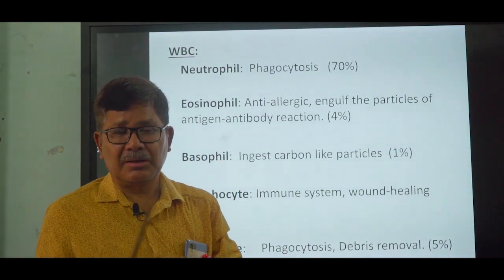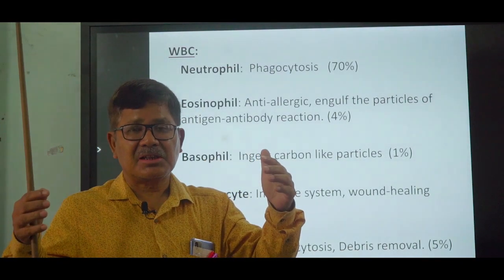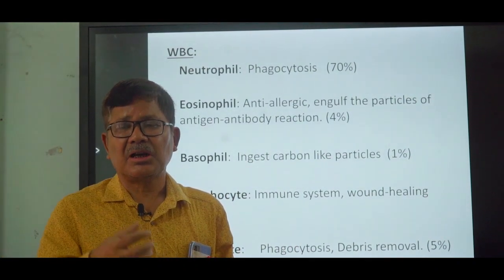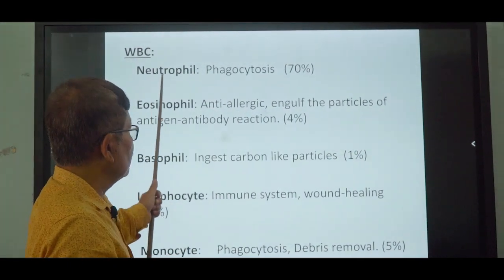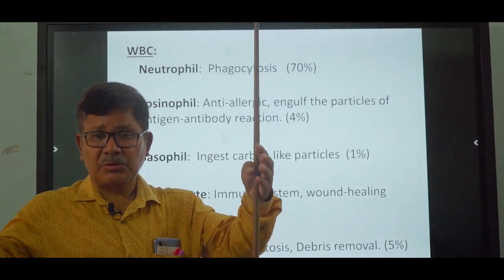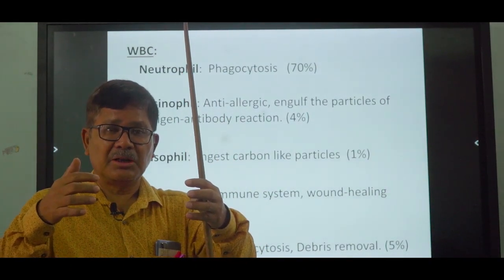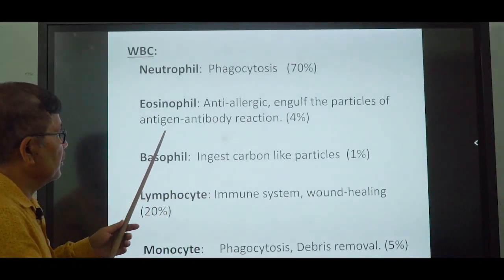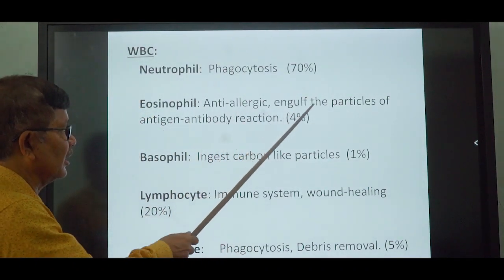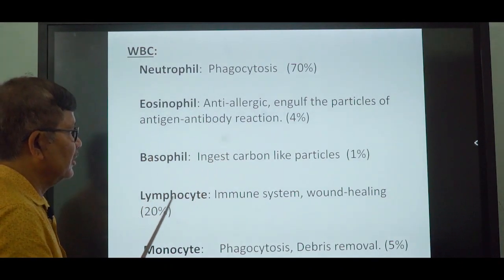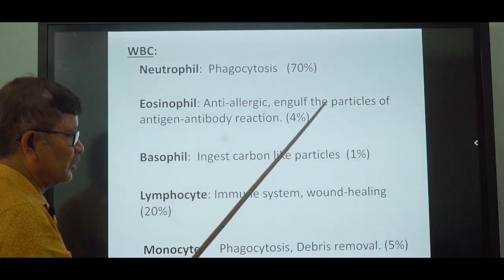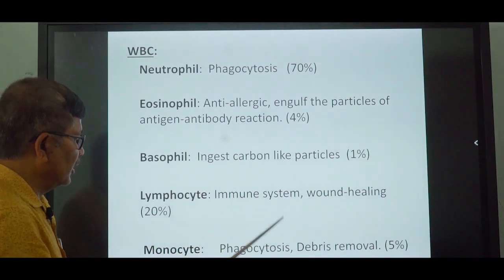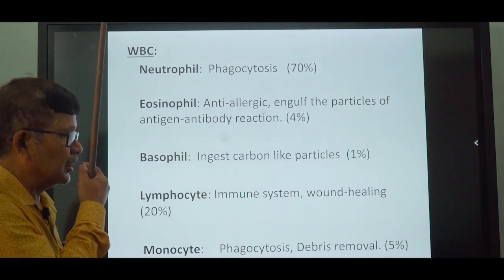Phagocytosis means cell eating. When any harmful solid substance comes into our blood, into our body, this neutrophil will engulf the solid particles that can harm our body by forming pseudopodia. Next, eosinophil is anti-allergic and engulfs the particles of antigen-antibody reaction, and basophil ingests carbon-like particles. Lymphocyte is for the immune system and own healing, and monocytes do phagocytosis and debris removal.